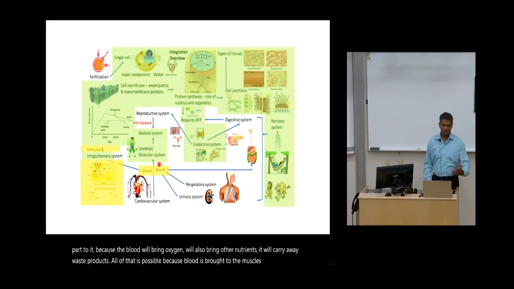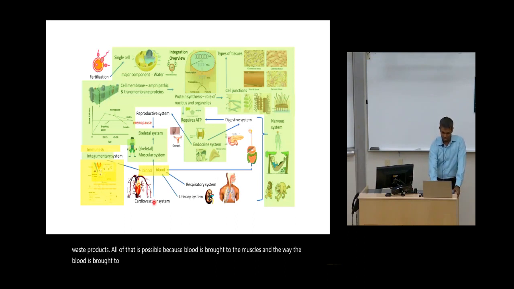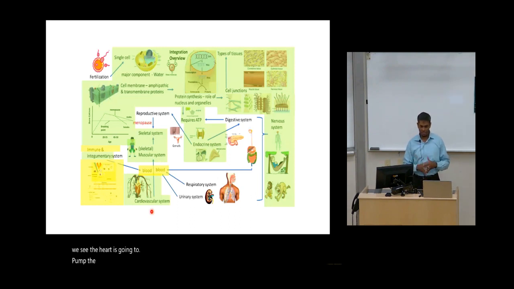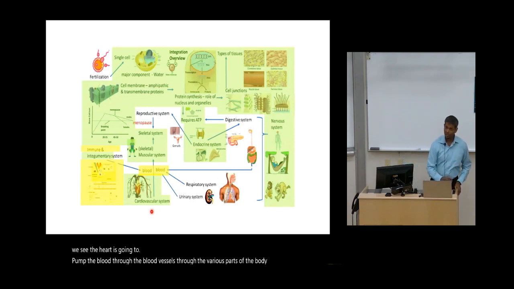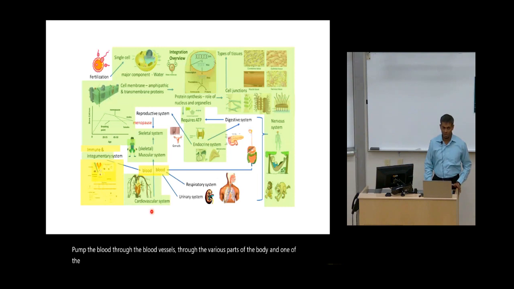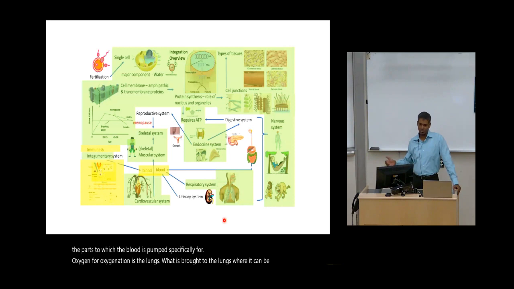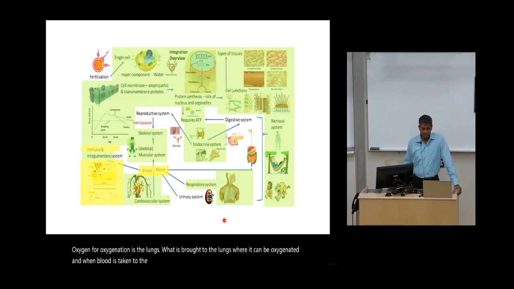And the way the blood is brought to different parts of the body is through the cardiovascular system. So we see the heart is going to pump the blood through the blood vessels to the various parts of the body. And one of the parts to which the blood is pumped specifically for oxygenation is the lungs. So blood is brought to the lungs where it can be oxygenated, and when blood is taken to the rest of the tissues, it will be deoxygenated.